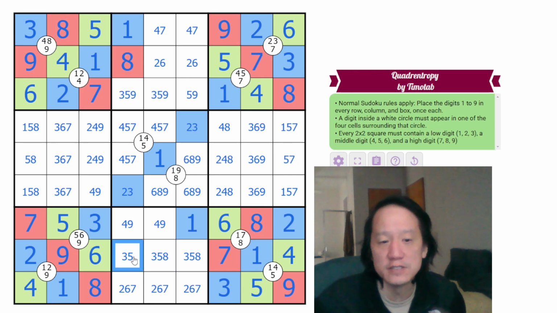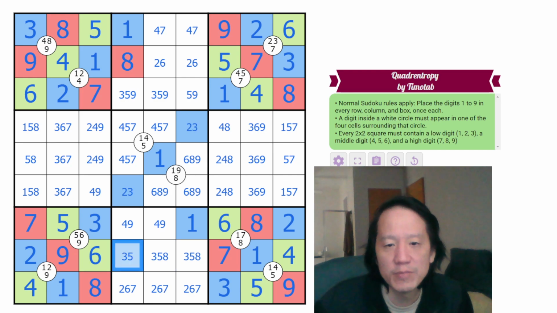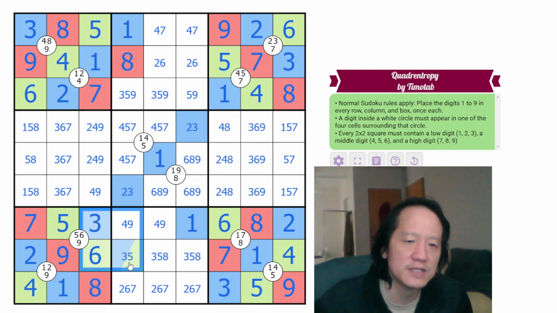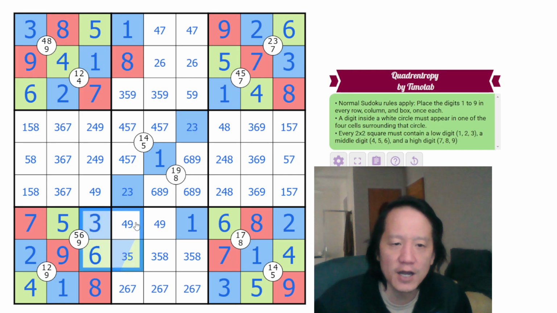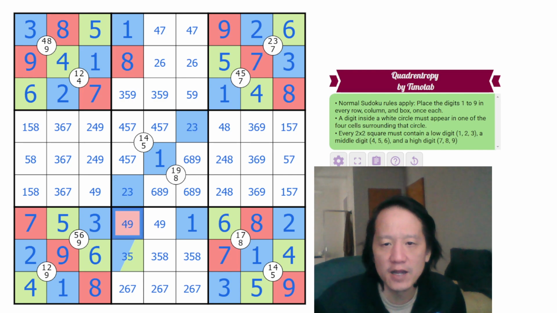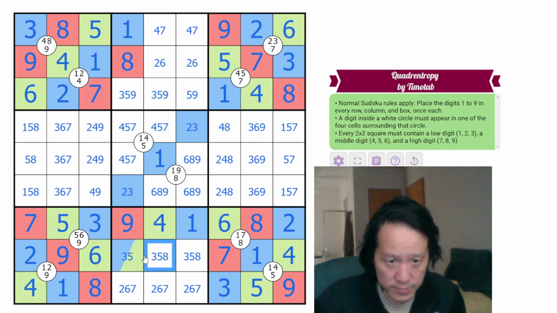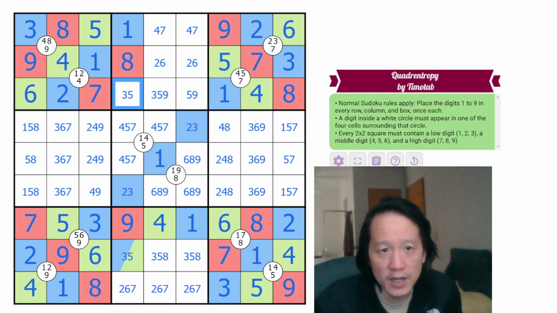So this is low or middle because it's 3 or 5. The problem is either way, if it's low, that's 2 lows there. If it's middle, that's 2 middles there. And what are we missing in this 2x2 area then? We're missing a high no matter what. So therefore, this is a high, which makes this a 9 and makes this a 4 then. So that's a middle. This can no longer be 9.